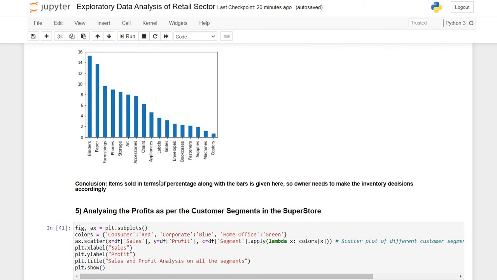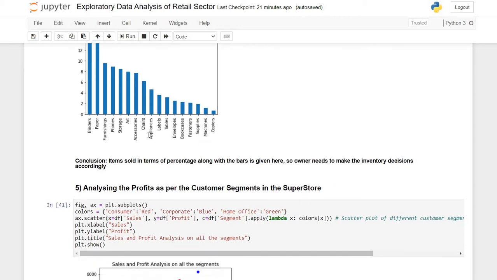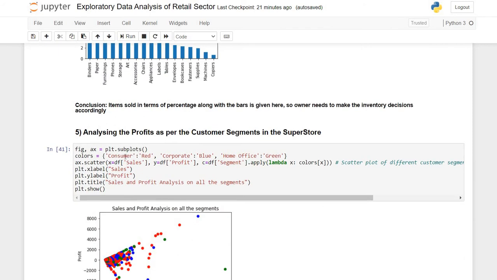Another set of tasks to address would be analyzing the profits as per consumer segments in the superstore. Is the profit more in the consumer segment? Is the profit more in the corporate segment? Is the profit more in the home office segment? We have to analyze that. So we'll just plot it. We already know that we'll plot it by using a scatter plot.